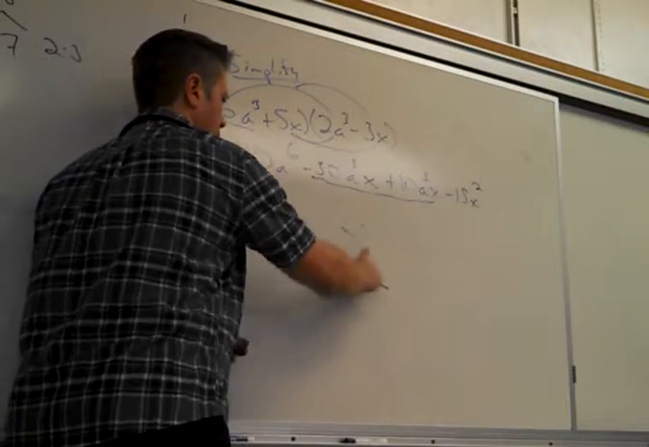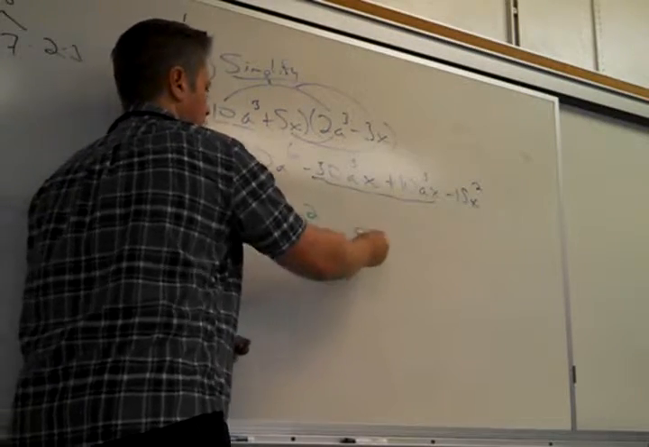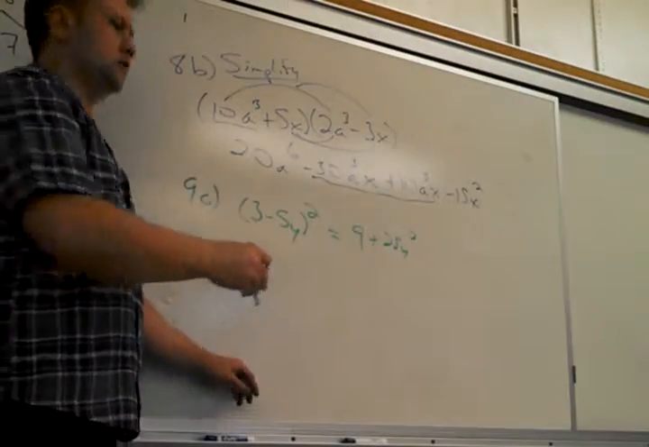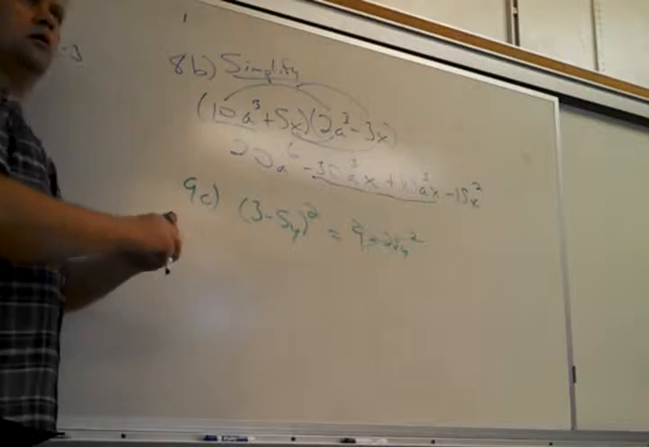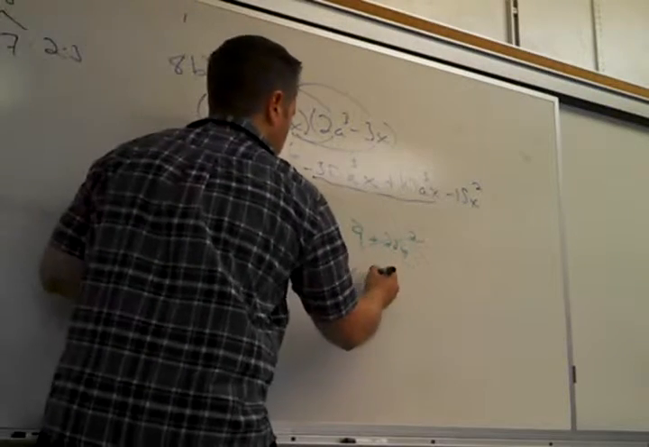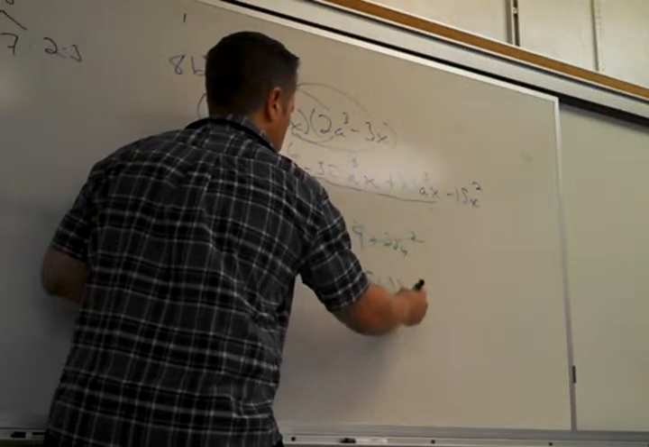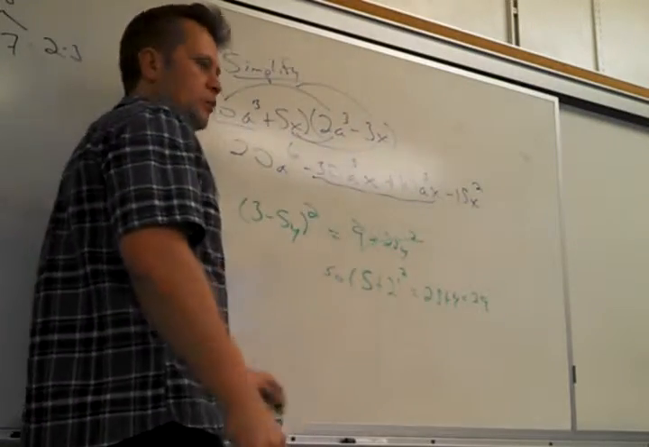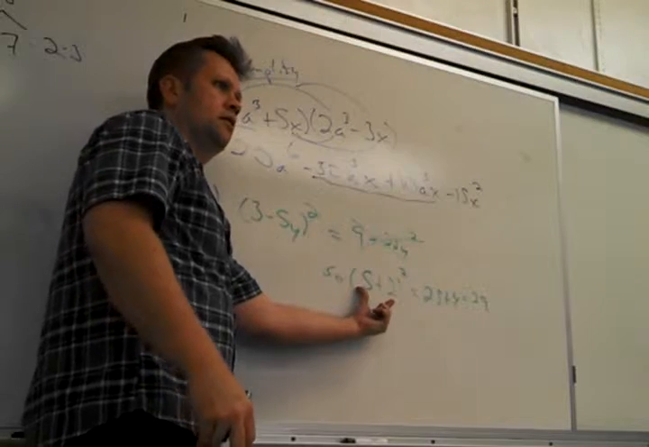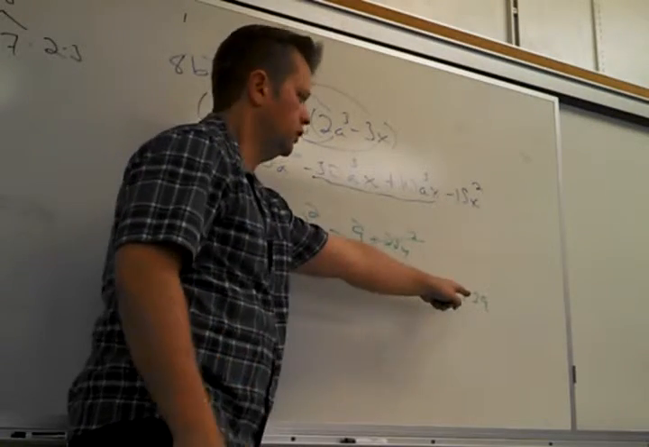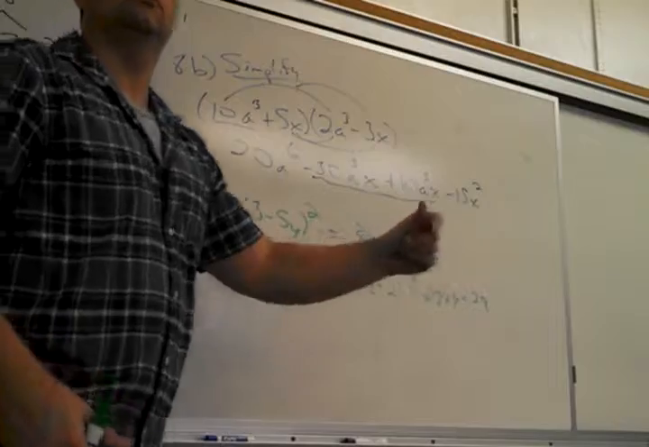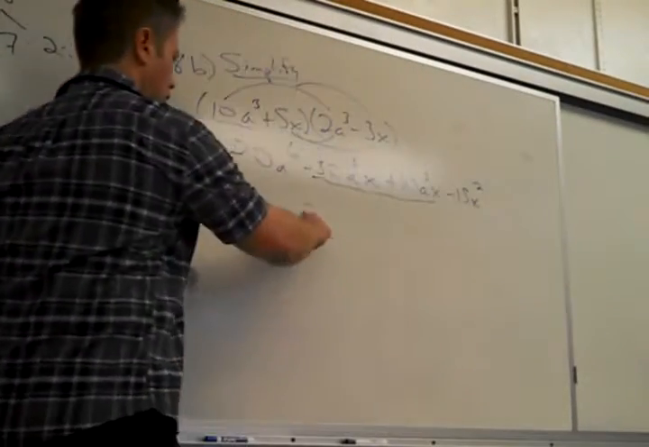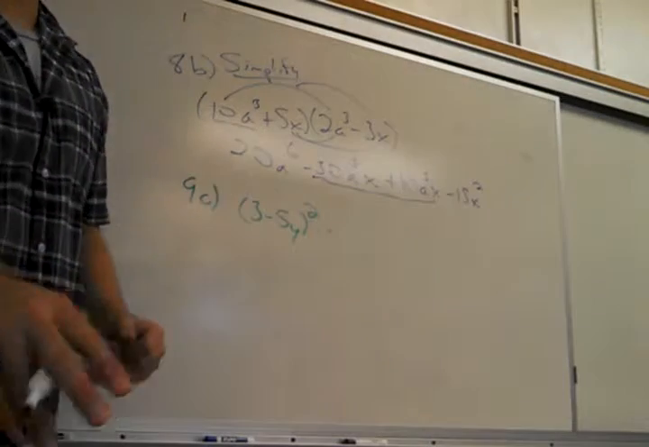The mistake people make is they go, okay, that's 9 plus 25y squared. Yay. And of course that's wrong. Because if you say that on your paper, I'm going to write, so 5 plus 2 squared equals 25 plus 4 equals 29. But what's 5 plus 2? And what's 7 squared? 49. Not 29, right? So that can't be true. You can't square across a subtraction. Squaring is based on what operation?